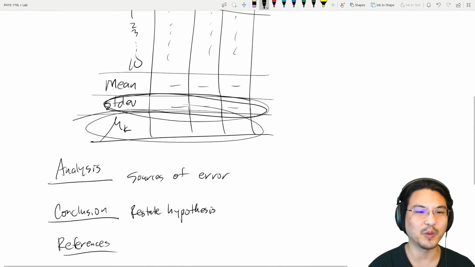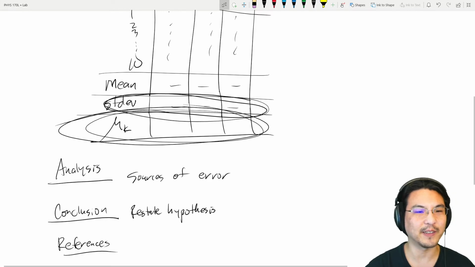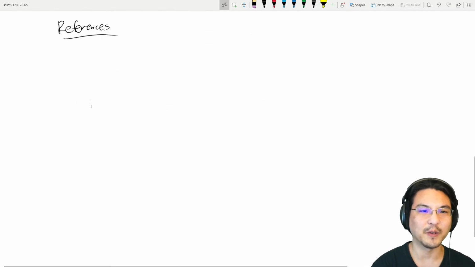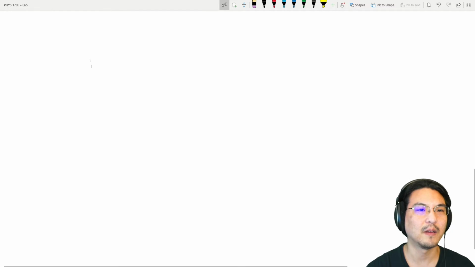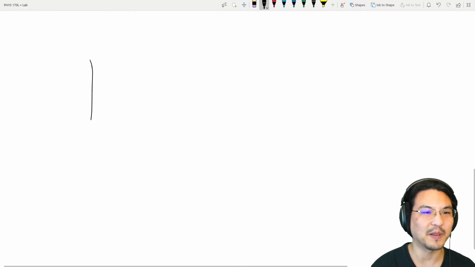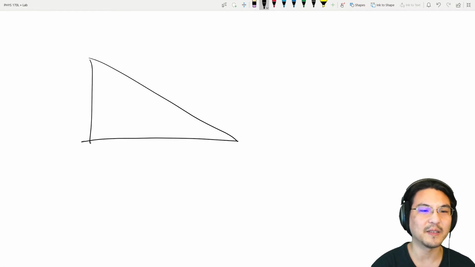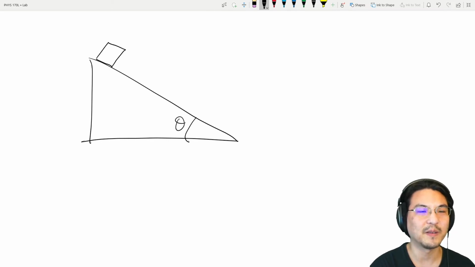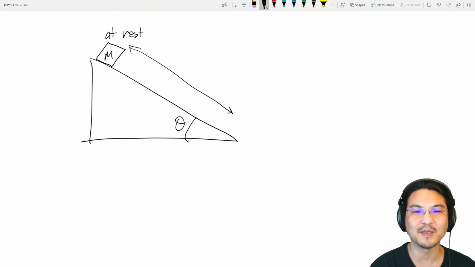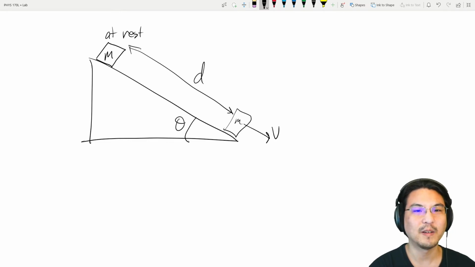Okay, how to compute this coefficient of friction. If your ramp looked like this, right, and then you start at the top of the ramp at rest, and then it slides down some distance to over here, and it's going at some speed.